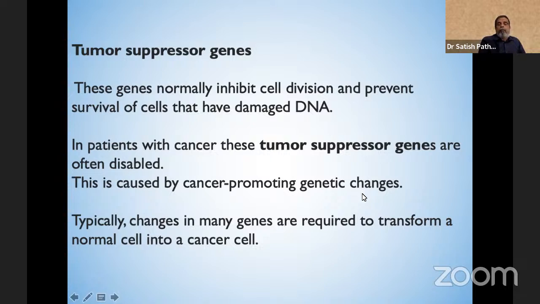This is caused by cancer promoting genetic changes. Typically, changes in many genes are required to transform a normal cell into a cancer cell. Now, this is a very complex mechanism. You need not remember all these things. You can just remember that some of the cancers are hereditary, and in that, the programming is done the wrong way in those particular genes, and that is why abnormal cells are produced, and that is how the cancer develops. In the same way, if the mother has cancer, the daughter also gets cancer of the same part.